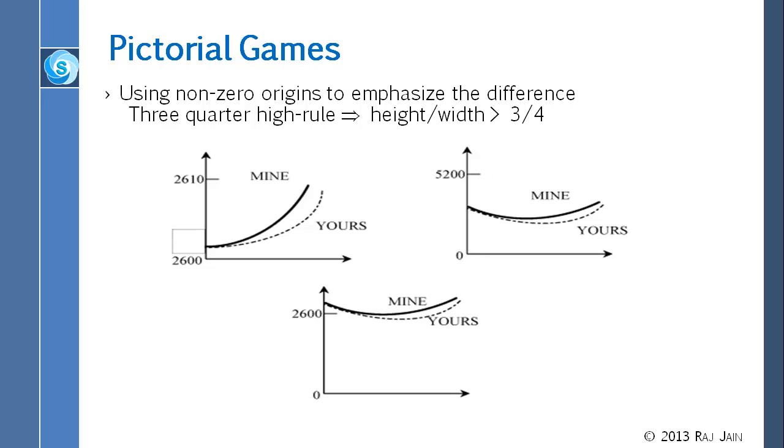This graph does not satisfy that rule, because the height is very small, right? And so basically this would be the right thing to do if you didn't want to be biased in any way.